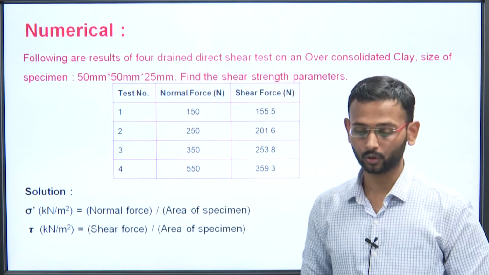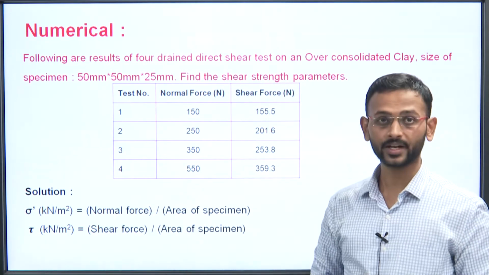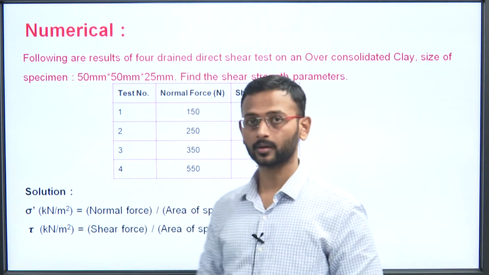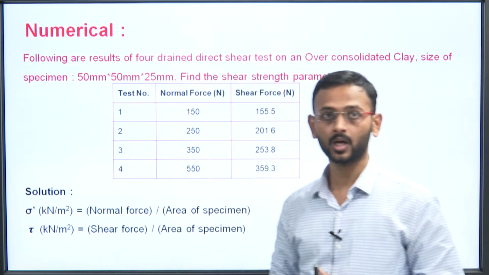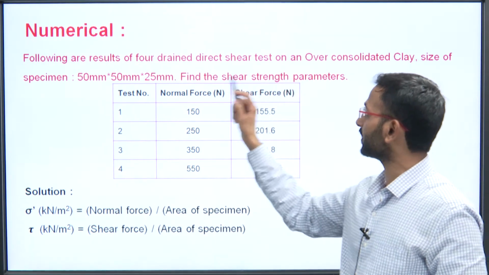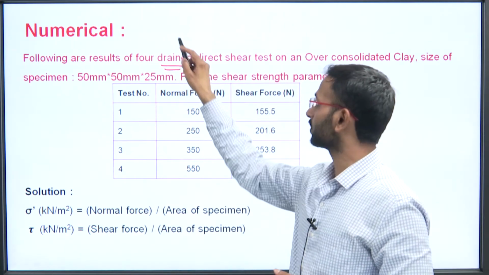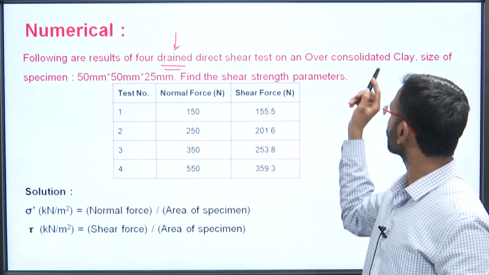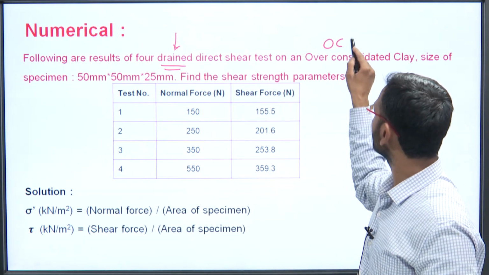Now let us take a look at a numerical here of this direct shear test, which will help us in understanding how this is helping in understanding the different shear parameters. Following are the results of 4 drained direct shear tests. So it is given drained tests, alright. So that is given to you on an over consolidated clay. So OCC is given to you.